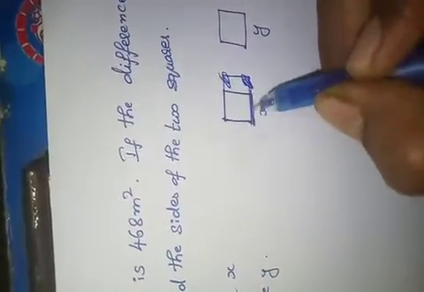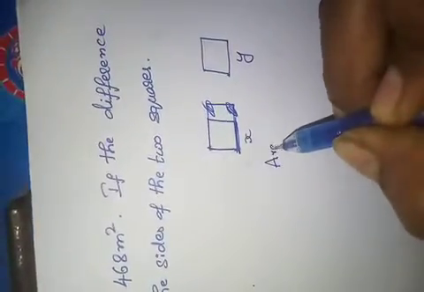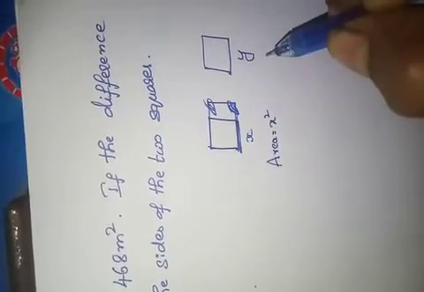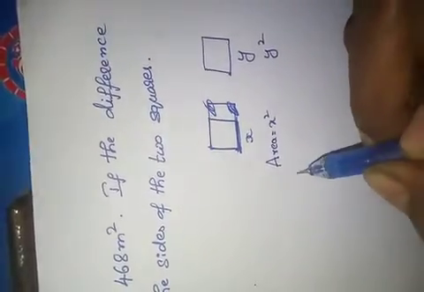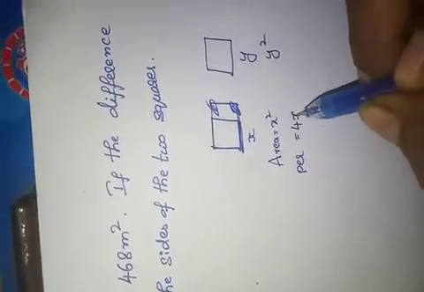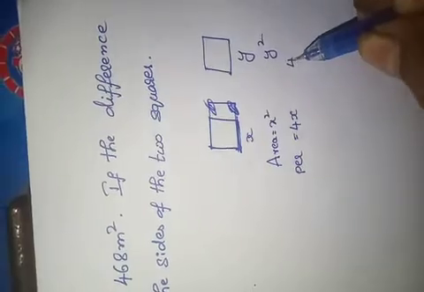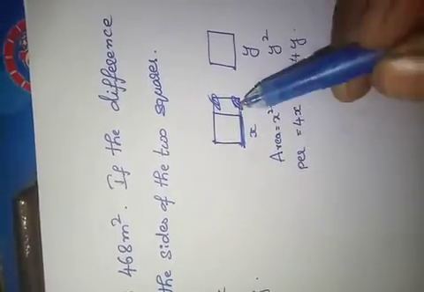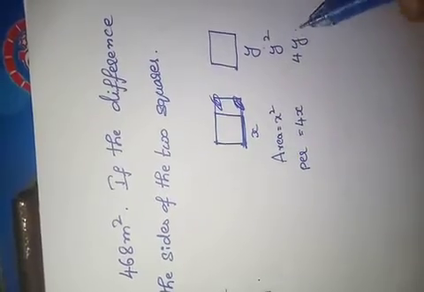So, here area means, for this area how much? Area equals to how much? Side square, no? X square. For this what is the area? Y square. And perimeter. What is the perimeter for this? 4x. What is the perimeter for this? 4y. We know that, no? Area of a square, perimeter of a square, area of a square, perimeter of a square.